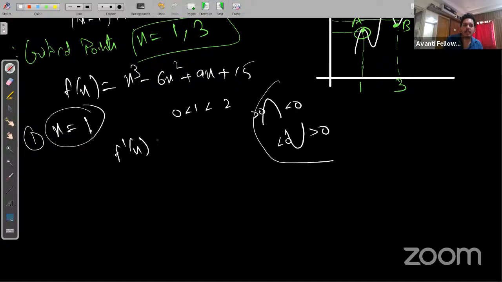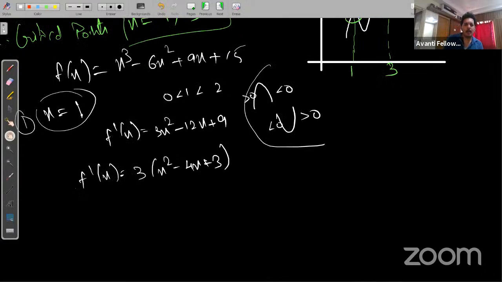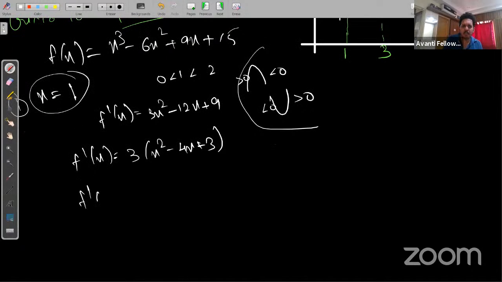Okay. So now what is f dash of x, which you already know? 3x square minus 12x plus 9. I will just remove the 3. It is x square minus 4x plus 3. Okay, guys. Now tell me, what is happening at f dash of 0? How much are you getting? It is 9. You agree?